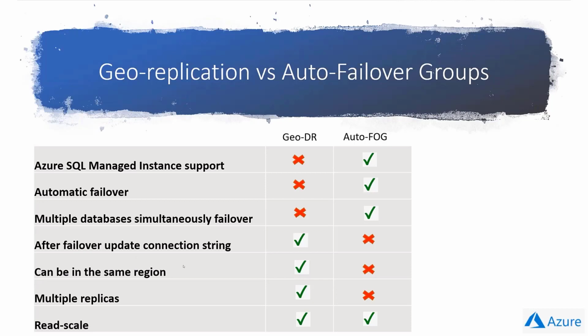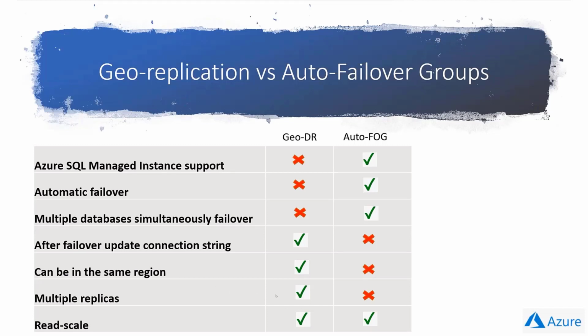Now, an advantage of GeoDR is you can have replicas in the same region. In auto failover groups, you have to be in different regions. You cannot create a failover group in the same region. In GeoDR, yes, we explained that, if you want a database and have reporting in the same region, you can just create a replica. You can have all your replicas in the same region or in different regions with GeoDR.